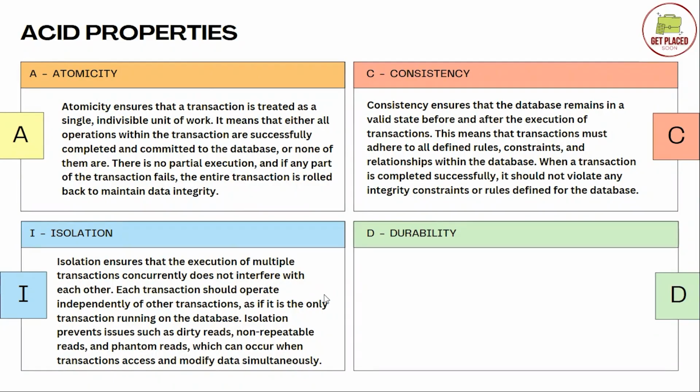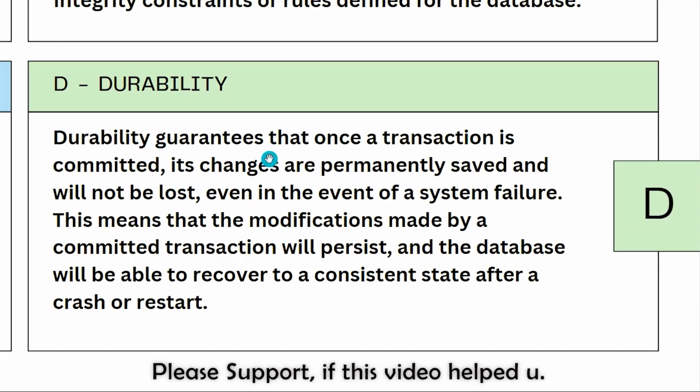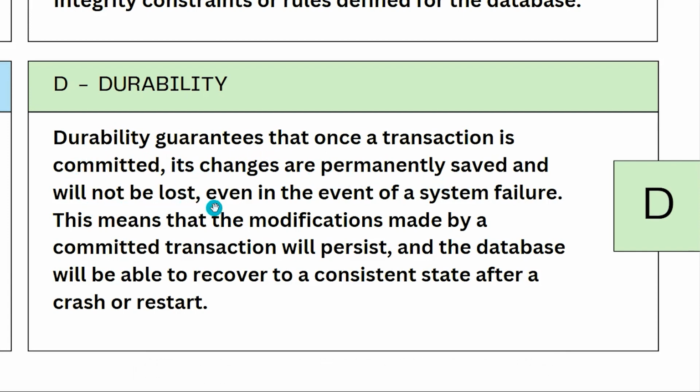Next we have durability. Durability guarantees that once a transaction is committed, its changes are permanently saved and will not be lost. Even if the system fails, there will not be any changes in the database. Everything is safe in the database. This means the database will be able to recover a consistent state after a restart. Even if the system crashes, for example in a power outage, the changes will be committed once the system gets back to its original position. Okay, so this concept is known as durability.